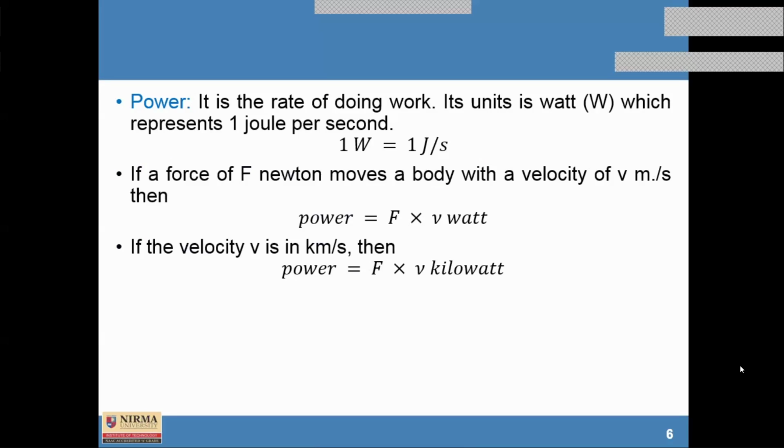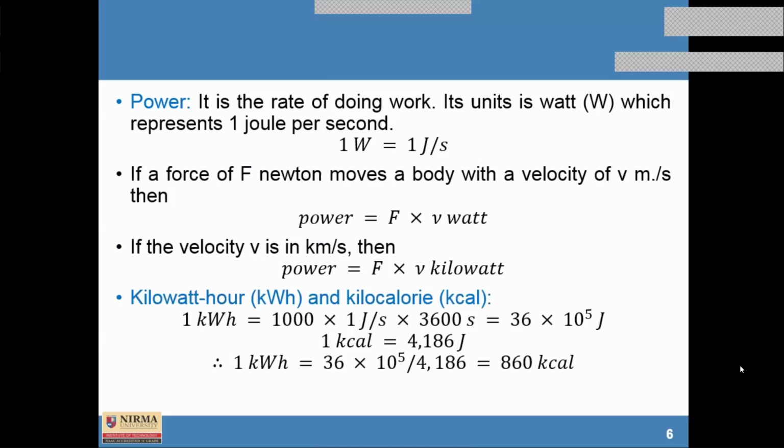So power is equal to F into V. Similarly, if V is velocity in kilometer per second instead of meter per second, then we can write F into V kilowatt. Fine. So we can define power in a different way. And kilowatt hour is nothing but an energy. Hour is with respect to time. So kilowatt with respect to time is kWh.